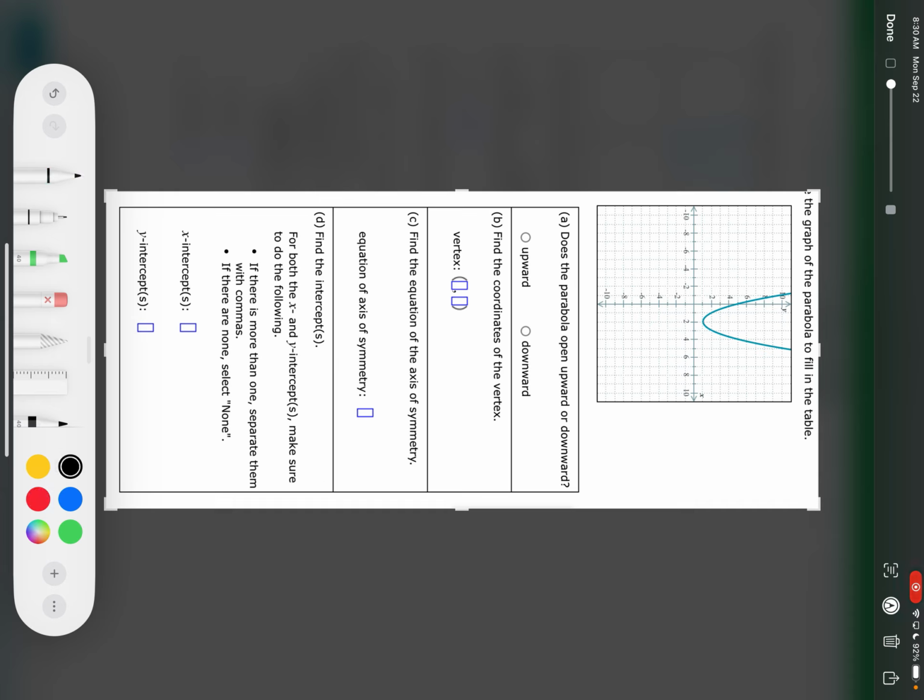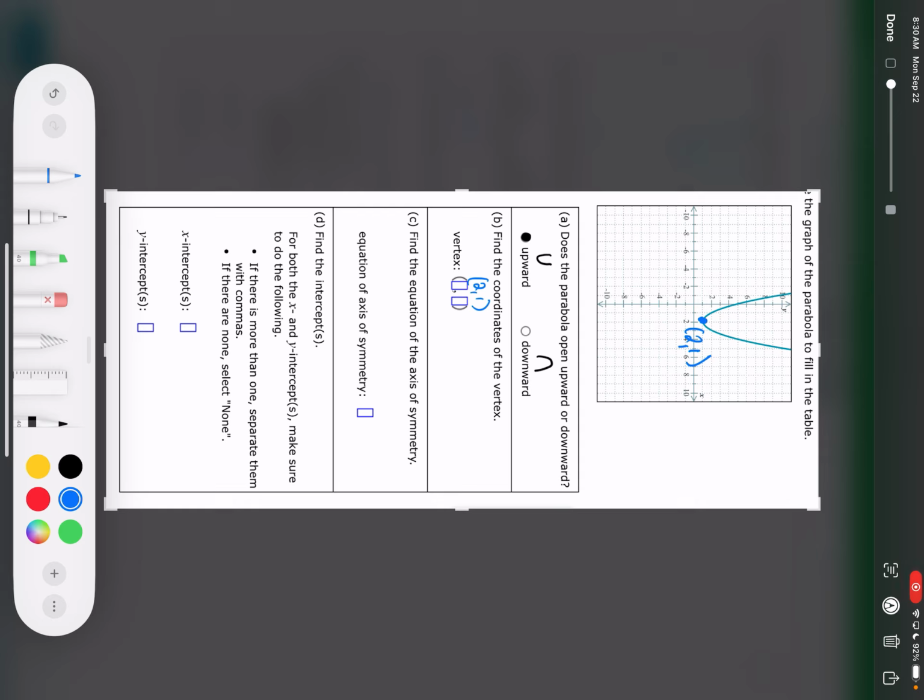All right. This is just reading a graph of a parabola. Does the parabola open upward or downward? It obviously opens upward. Okay. So upward looks like this. Downward looks like this. A vertex. The vertex is the turning point, so it is at 2, 1. My vertex is at 2, 1.